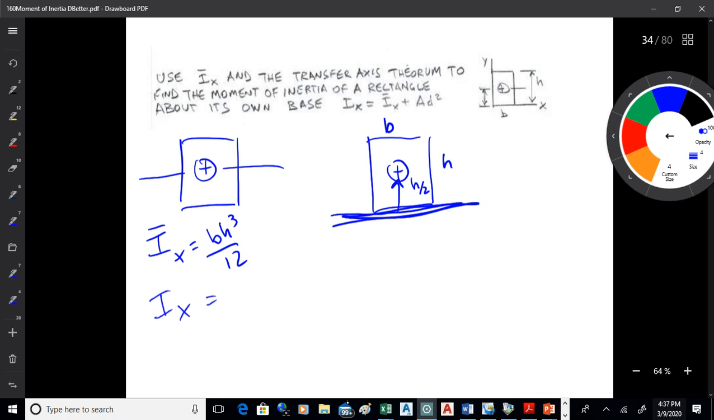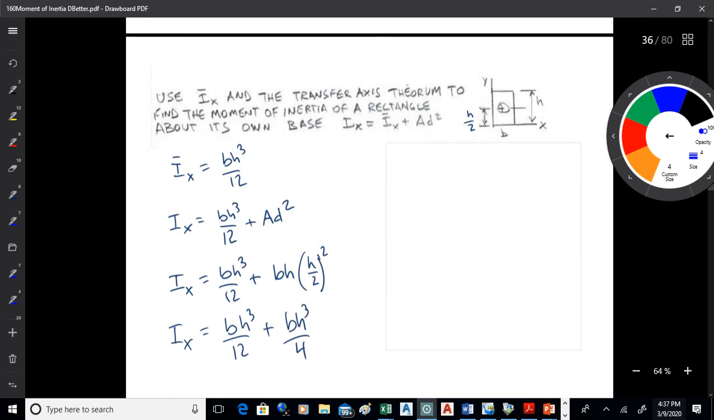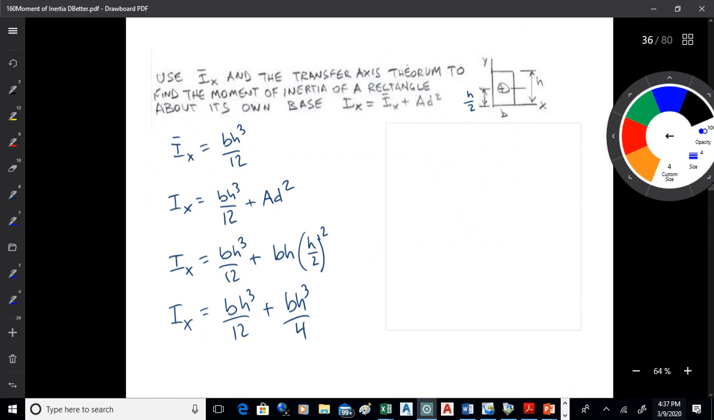So I sub x is I bar x plus ad squared. I bar x is what? bh cubed over 12. Ad squared, the area is the base times the height. The distance is h over 2, and I square that. So I'm going to get bh cubed over 12 plus bh times h over 2 quantity squared. It's going to be bh cubed over 12 plus bh cubed over 4.